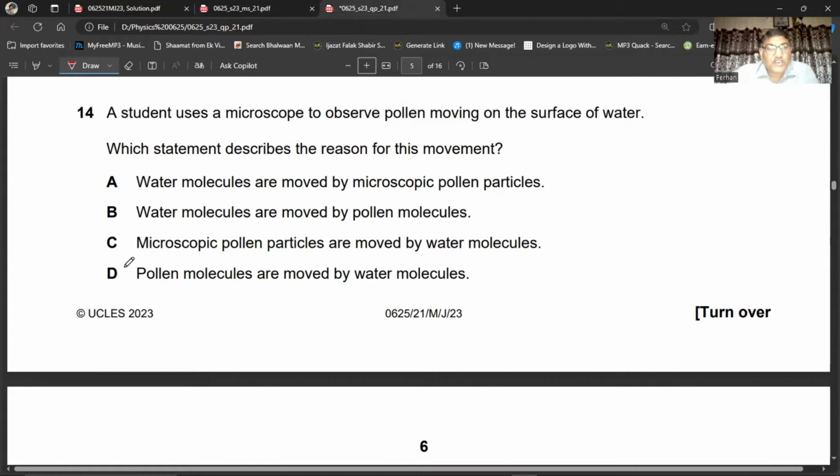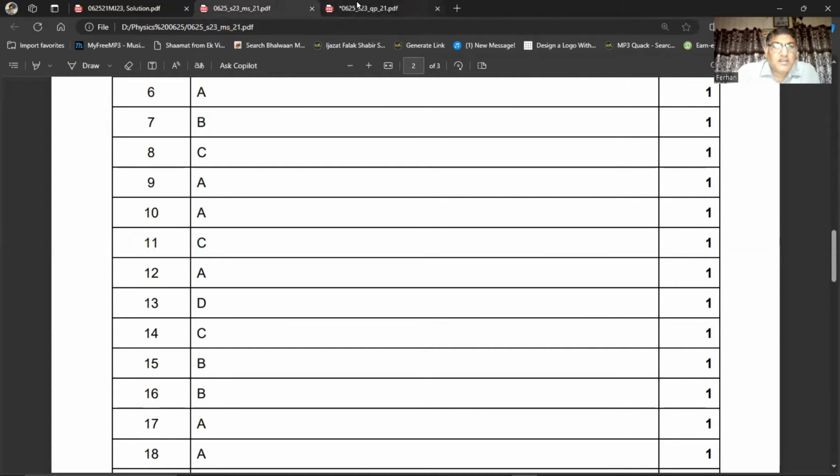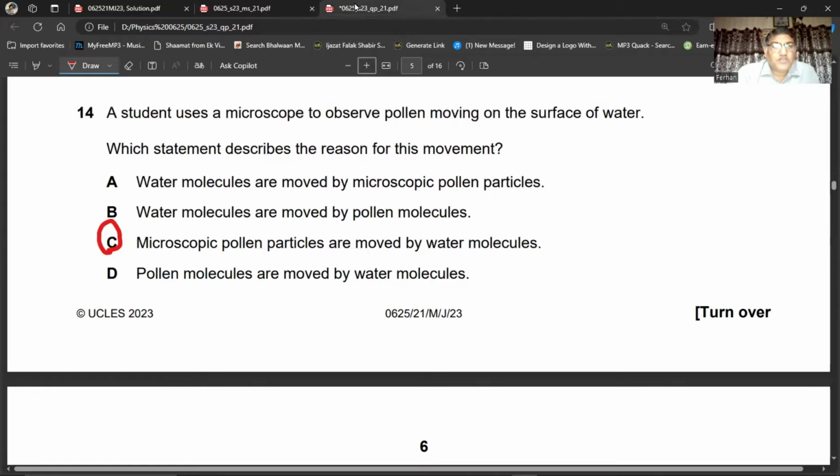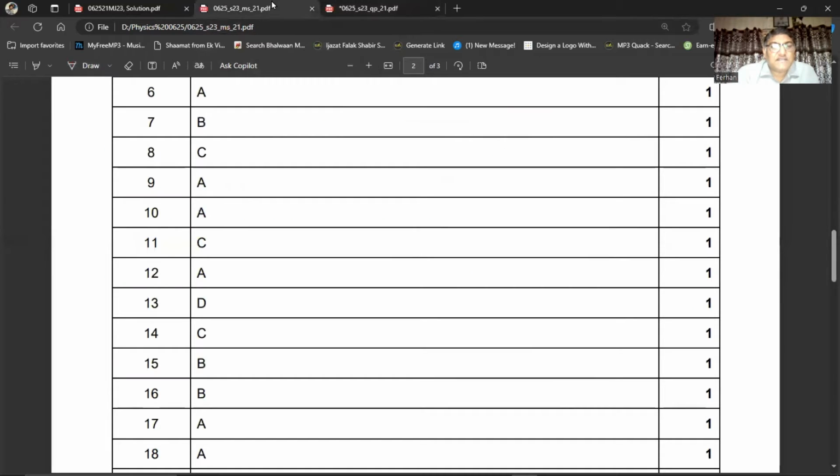You see, these two statements are kind of same. Only difference is between the microscopic and just the pollen molecules. Okay? Pollen particles. Okay. Question number 14, C is the answer. Yeah, that's right.